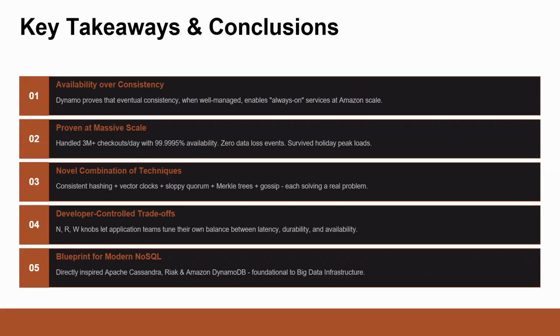Fourth, developers should control the trade-off. Dynamo exposes the complexity to the developer. Yes, it makes the developer's job slightly harder. But it means each service can be perfectly tuned for what it actually needs. And finally, Dynamo changed the industry. Apache Cassandra, Riak and Amazon's own DynamoDB are systems that power applications you use every day. So when you open an app and your cart is still there after a network error, there is a good chance a system inspired by Dynamo made that possible.